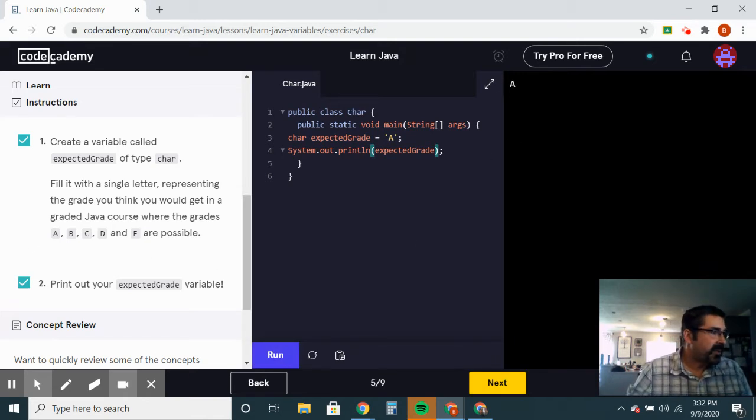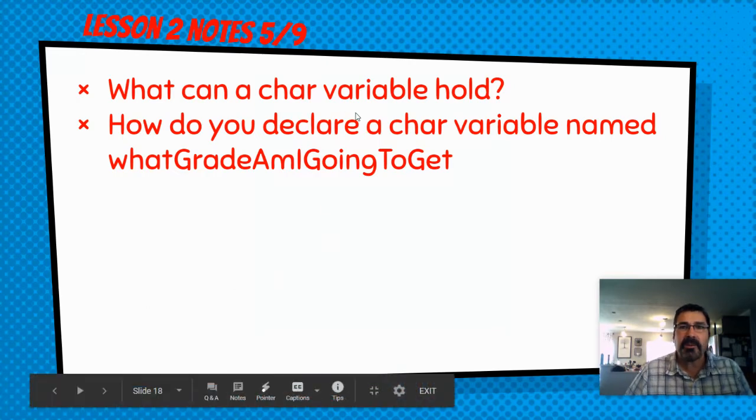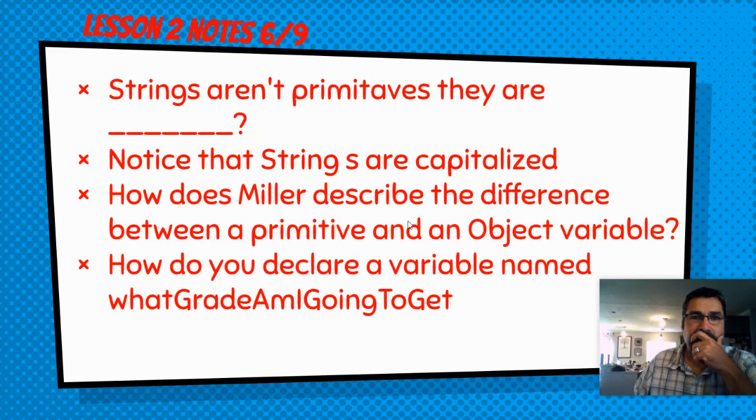All right. So let's make sure we answer all of our questions. What can a character variable hold? Read that and find that out. How do you declare a character variable named whatGradeAmIGoingToGet? So answer those questions. And let's go to the next one.